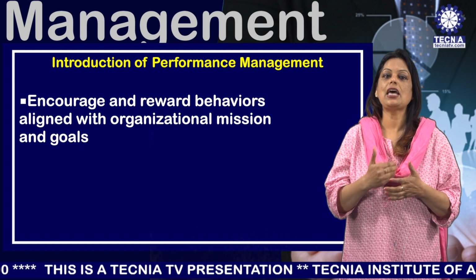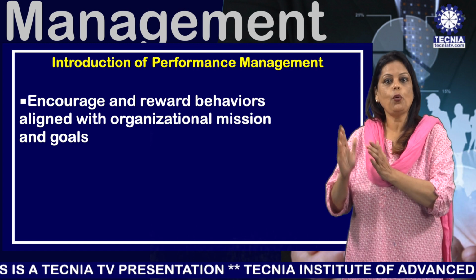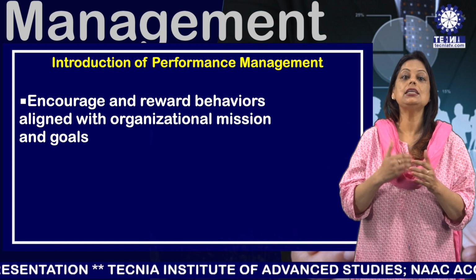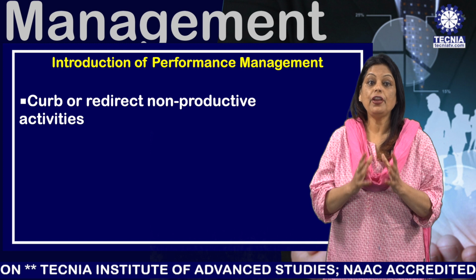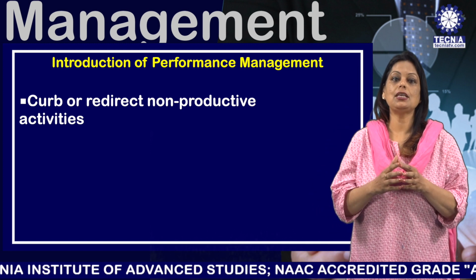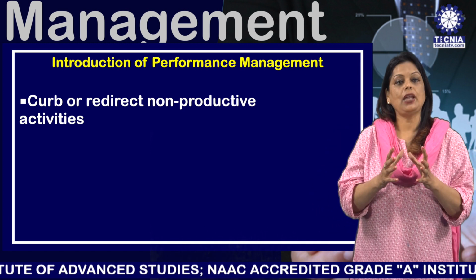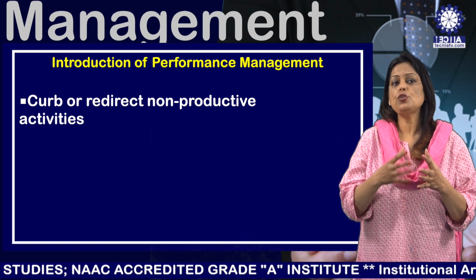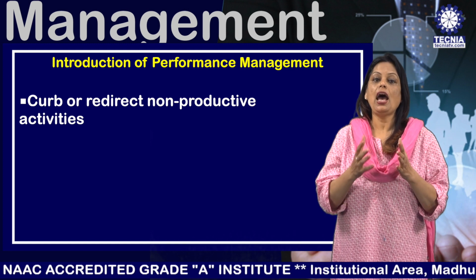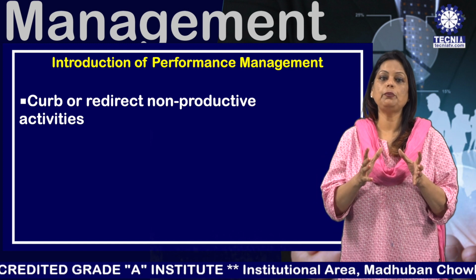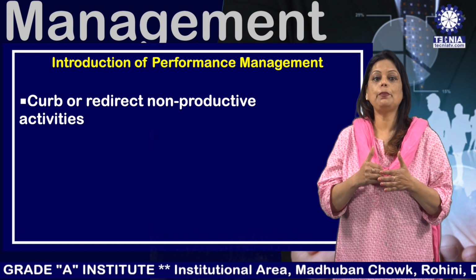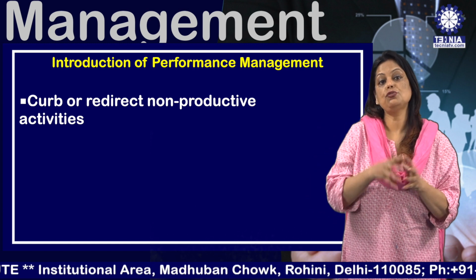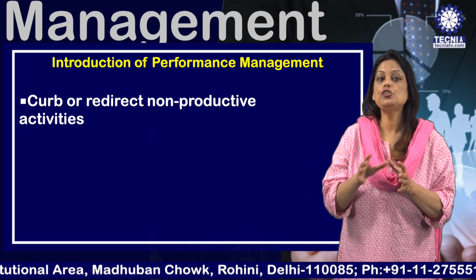Second, it encourages and rewards behaviors aligned with the organization's mission and goals. Your behavior is accordingly aligned in performance management. And the last very important aspect is the curbing of unproductive activities. Sometimes employees get involved in activities which are not giving any return to the organization. When you have a very systematic performance management, it helps in curbing unproductive activities or removing unproductive areas from your key result areas, from the job areas.